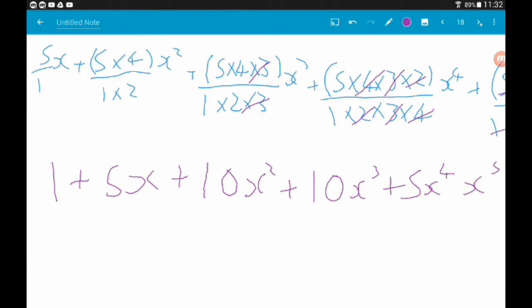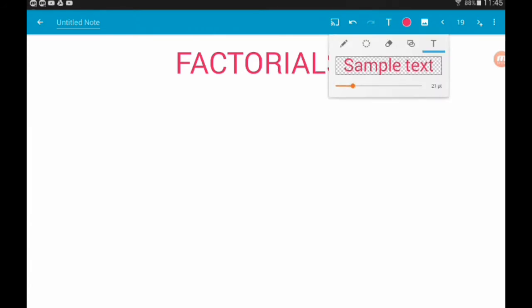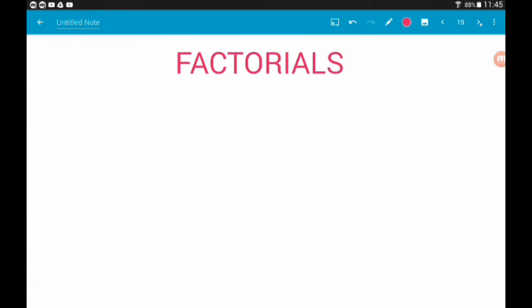Now you're probably thinking, yeah, that was still quite a bit of a pain to do. The good news is we can make this even neater and quicker. So now we're going to look at factorials quickly. Okay, so factorials then. Hopefully you saw them at GCSE when you're dealing with permutations. Basically, factorials are when we write a number with an exclamation mark after it.